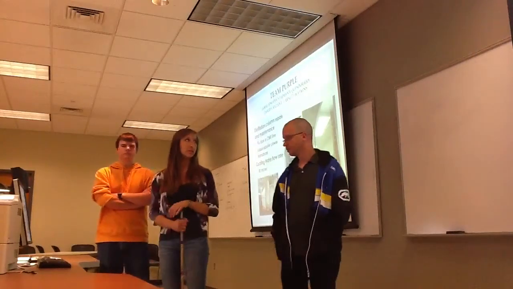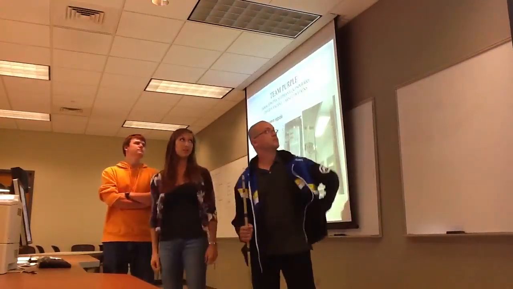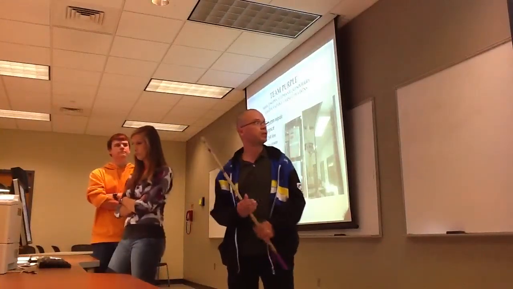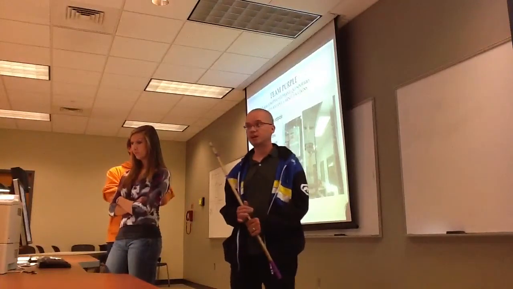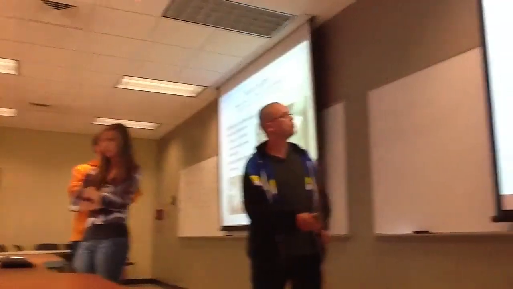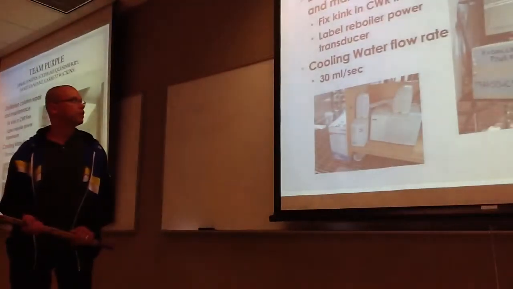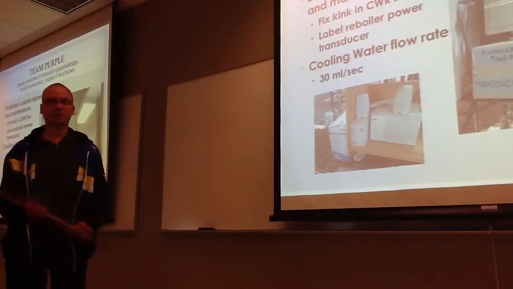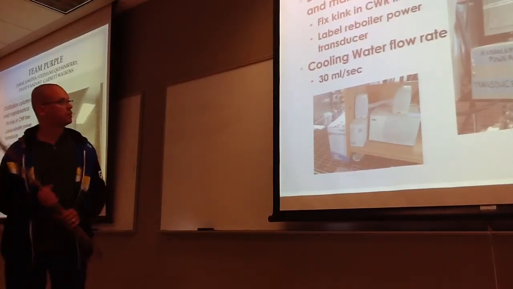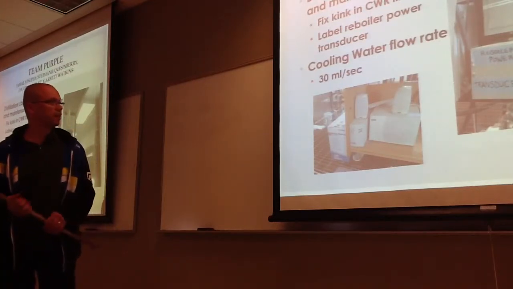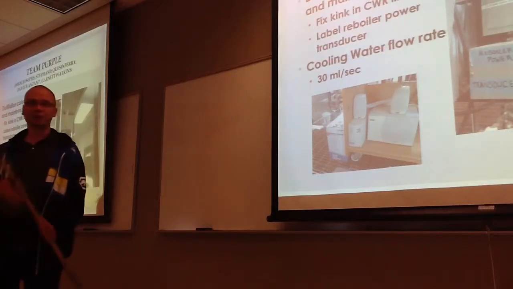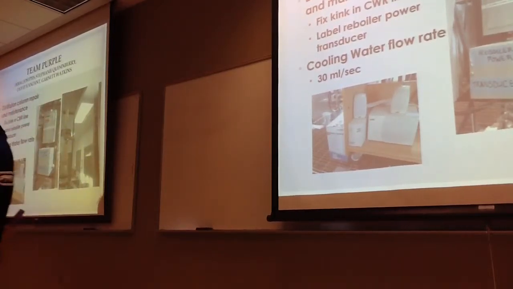So if you want to go ahead with that. One of our two junior teams is team purple, and they have been working on various maintenance issues. So there was a kink in the cool water return line, which they were able to straighten out and redo how it was hanging. And they also did some labeling for us, and have calibrated the cooling water once, but again, every time you adjust the valves, it's different.